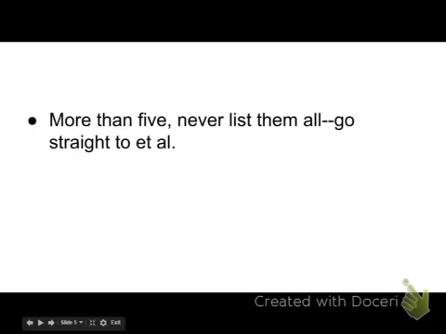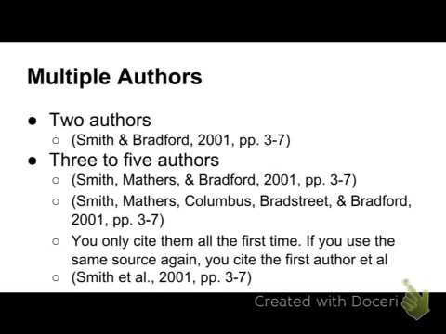If you have more than 5 authors, you never list them all. You go straight to et al. So if you have 6 authors to 150 authors, it goes straight to that previous format that you see here. If Smith had 10 other co-authors, you would never list them out in the internal citation. You would list only the first author, Smith, and then et al.